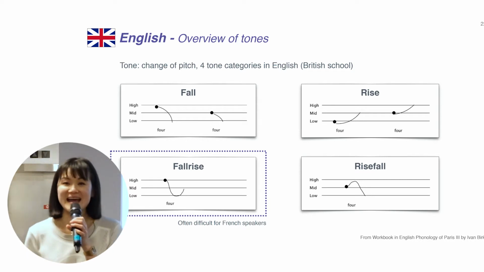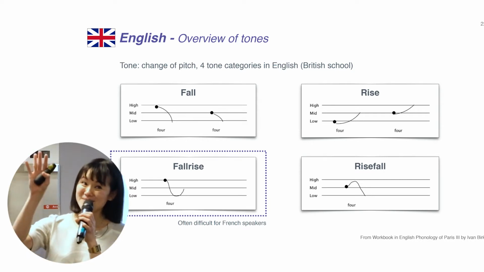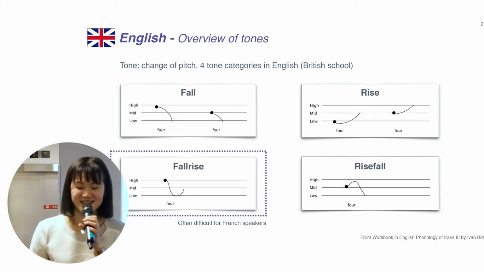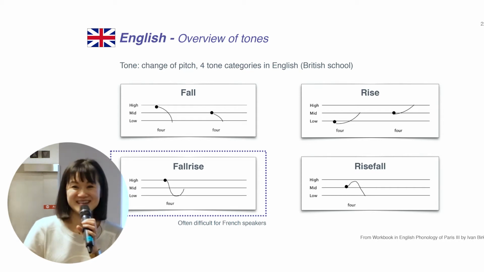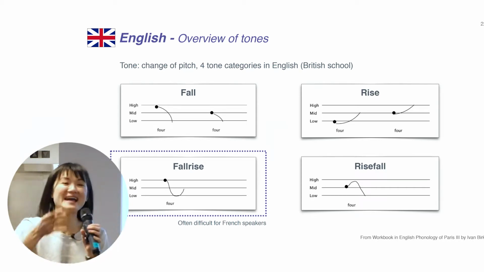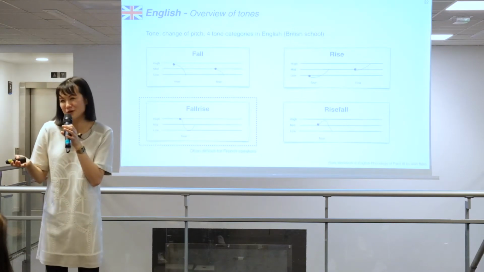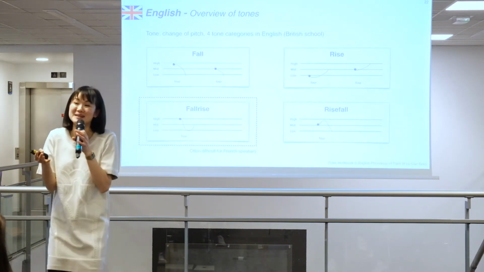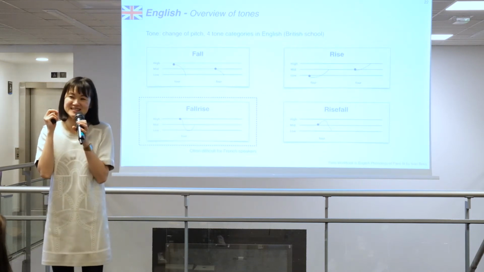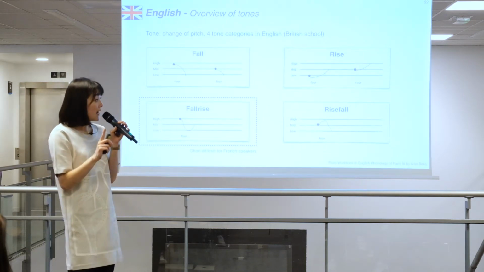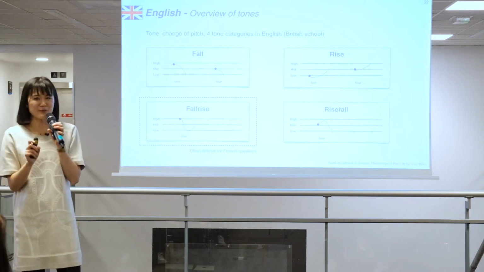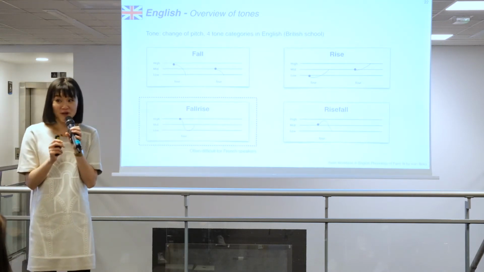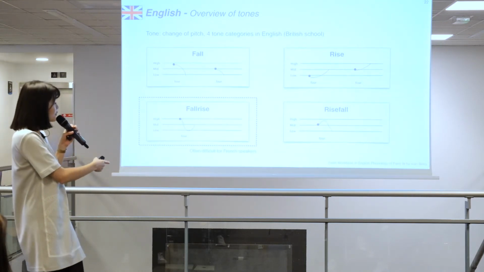So for instance, I can say hello, it goes up, or hello, and it goes down, or hello, which is what's called the rise fall. And those all have different emotional meanings, and you can really get into the subtleties of interpreting what people mean by paying attention to this dimension. But one tone in English that's particularly hard for French speakers is what's called the fall-rise tone.